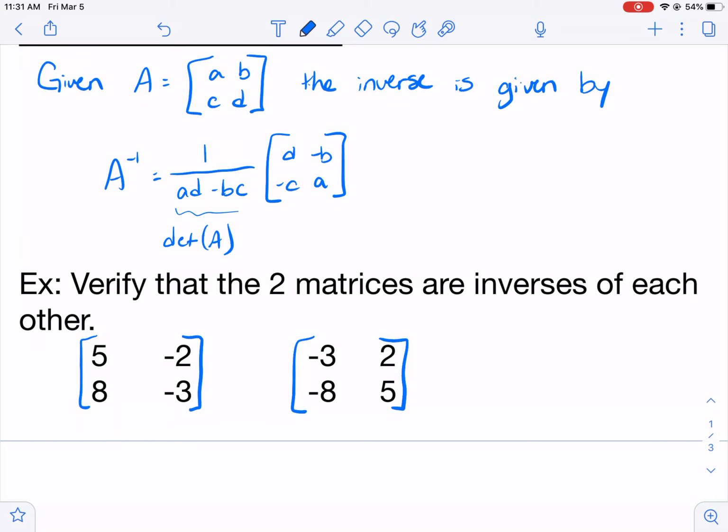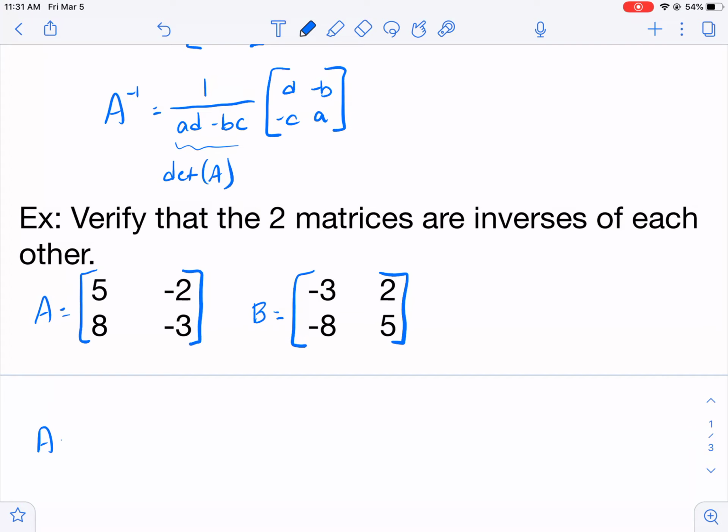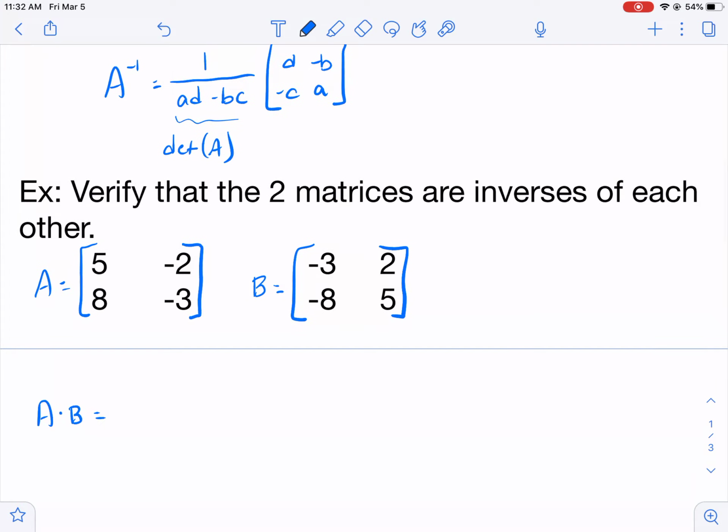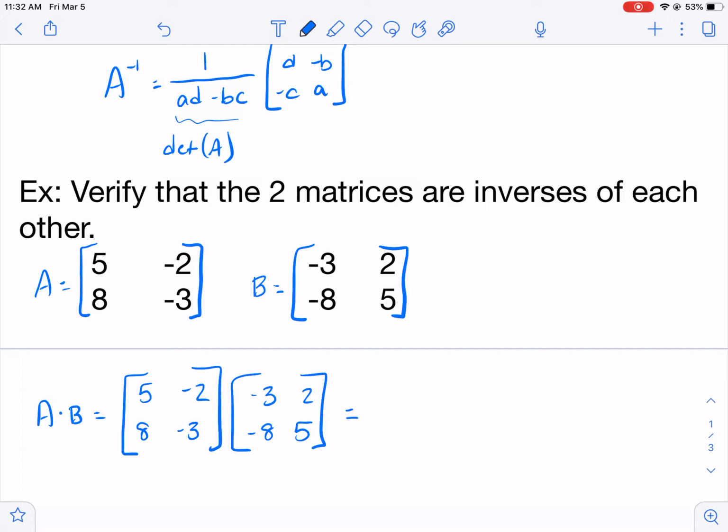Okay, so we want to verify that these two matrices are inverses of each other. So I'm just calling this matrix A and matrix B. The first thing that we need to do is multiply A times B together. So I'm just going to rewrite the two matrices next to each other. I'm hoping you know how to multiply matrices. It's not a complex process. Remember, we have to multiply the rows to the columns. Starting with the first one, we have 5 times negative 3 is negative 15. Negative 2 times negative 8 is 16. Negative 15 plus 16 is 1, which is what should happen. I should be getting out the identity matrix.